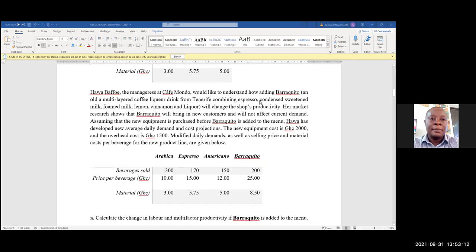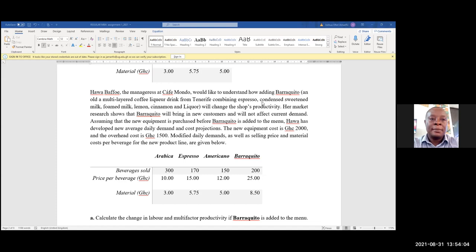Now we say the managers at Cafe Modo would like to understand how adding Barakito, an old multi-layered coffee liquor drink, changes the shop's productivity. Market research shows that Barakito will bring new customers and will not affect current demand. Assuming that the new equipment is purchased before Barakito is added to the menu, AWA has developed new average daily demand and cost projections. The new equipment cost is 2,000, the overhead cost is 1,500. Modified daily demands as well as selling price and material cost per beverage for the new product line are given below.